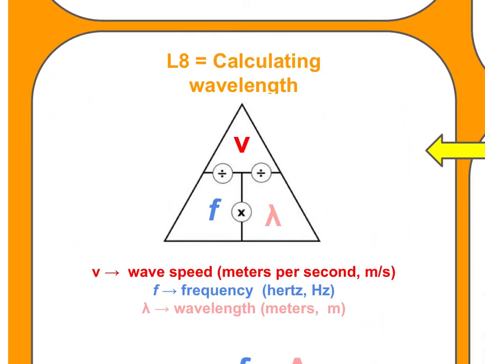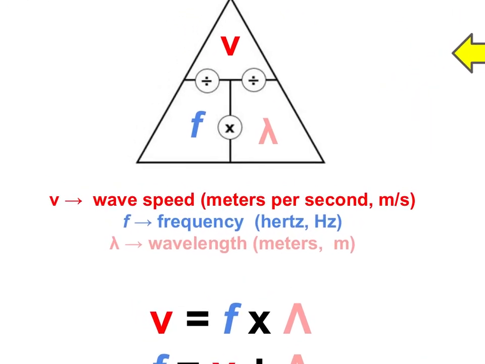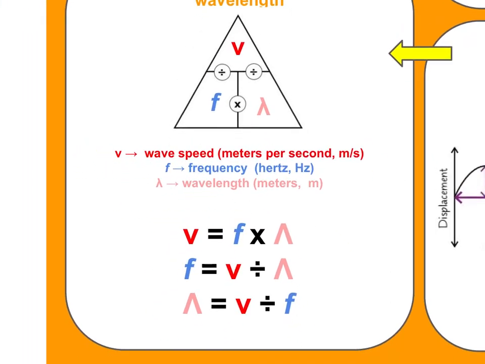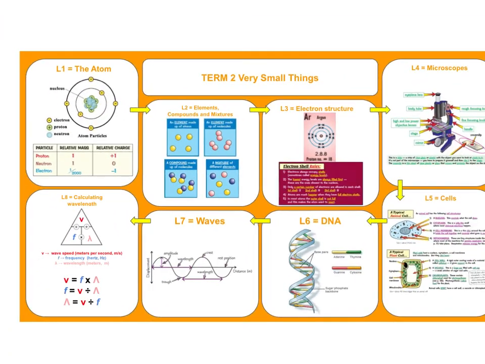And then we're going to use the triangle to calculate wavelength again. So we've got V, which represents wave speed, F, frequency, and lambda, this symbol, represents wavelength, which is measured in meters. Frequency was hertz. And then because this is a speed, it's meters per second. And again, I would use my finger to cover the letter that I want to find. So if I want to find frequency, I would cover it with my finger, and it's V divided by lambda. And that was term 2, very small things.